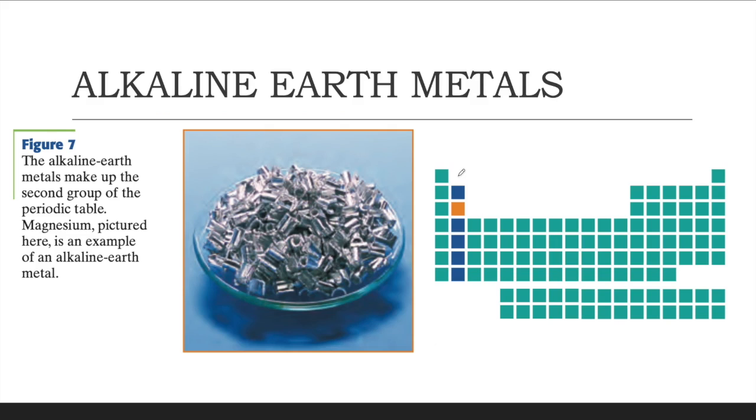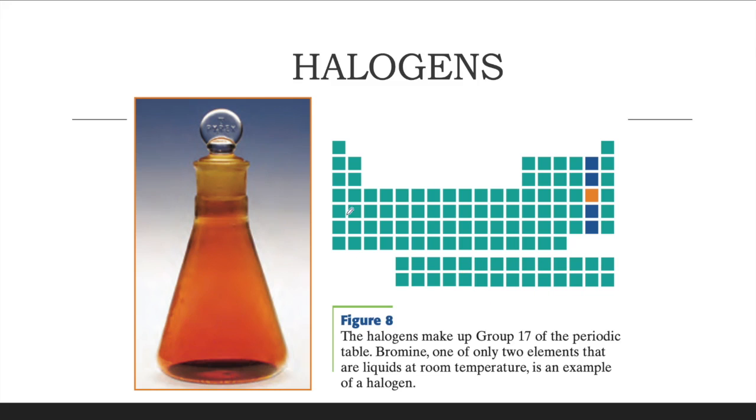Alkaline earth metals are the second group elements, and these are also reactive, but they are relatively less reactive than the alkali metals. In the diagram, you can see a picture of magnesium which has been placed on a watch glass.